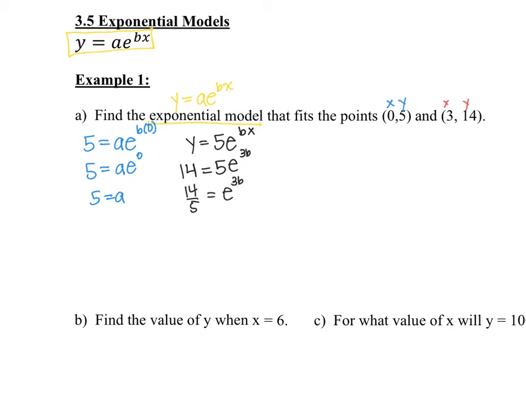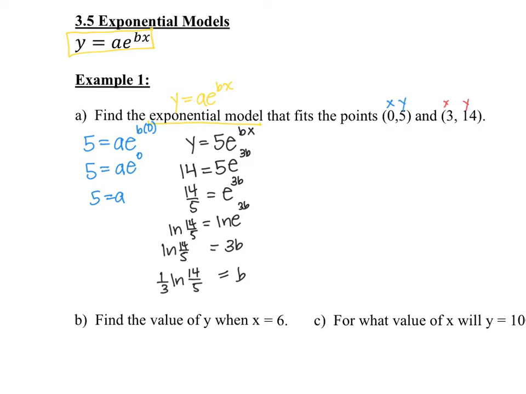And because the base is e, I'm going to use natural log to solve this. Okay, the natural log of e to the 3b is just 3b. Okay, now I need to divide by 3 on both sides or multiply by 1/3. Both ways are equally correct. Okay, so this is my value for b. Because I'm not using a calculator, this is an exact value. If I was using a calculator, I would just put this in the calculator and get a decimal approximation.